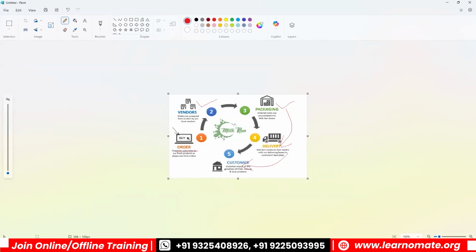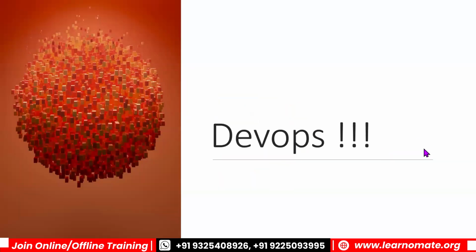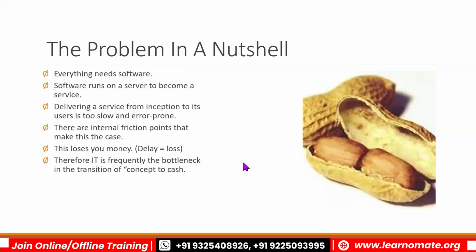So DevOps is nothing but a practice, a framework, which is used for delivering an application to the end customer. It can be in terms of services, or in terms of any usage of the product also. But what are the different problems which are actually faced when it comes to delivering an application or software to the customer?